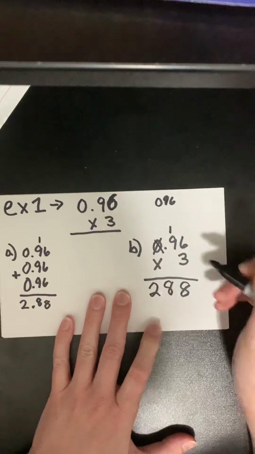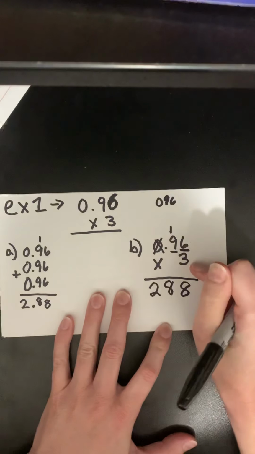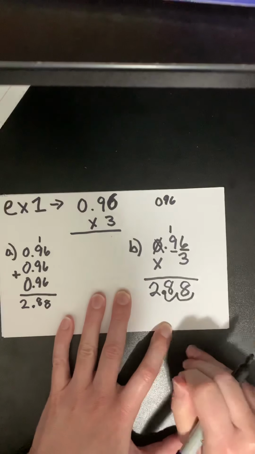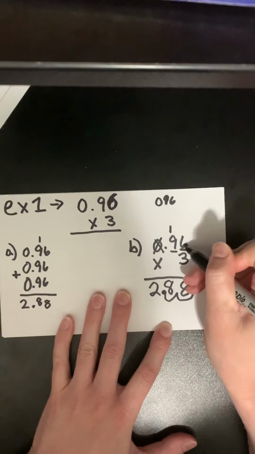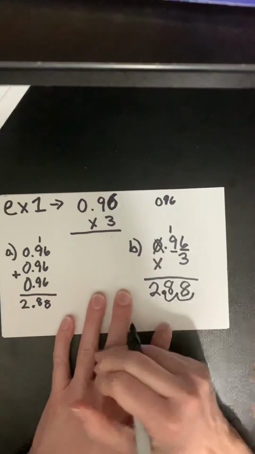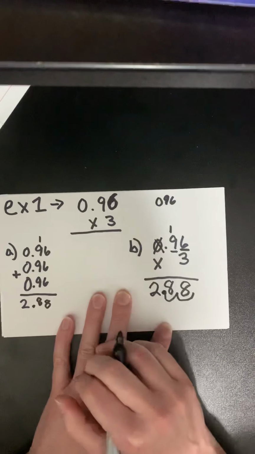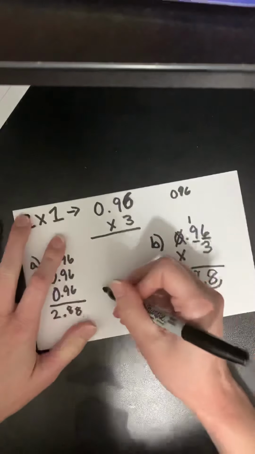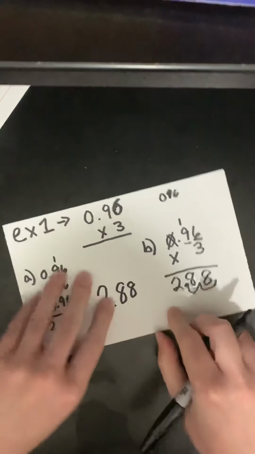Then I see that I have 2 decimal places to the right. Okay? I have 2 decimal places to the right in my multiplication problem, so I go 2 decimal places in to the left in my decimal answer, my product. So the answer being 2 and 88 hundredths, or 2.88.